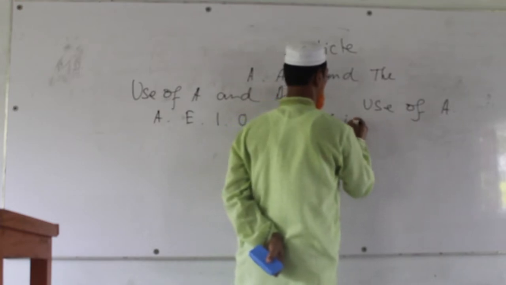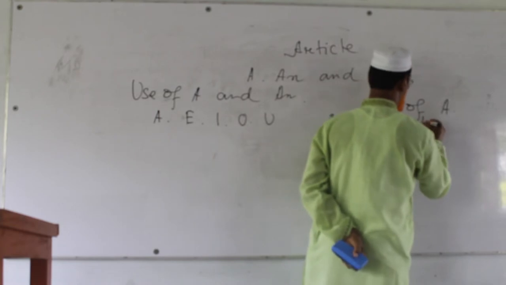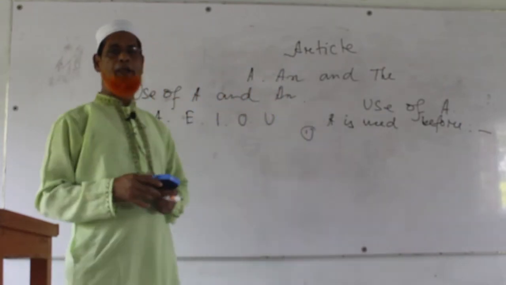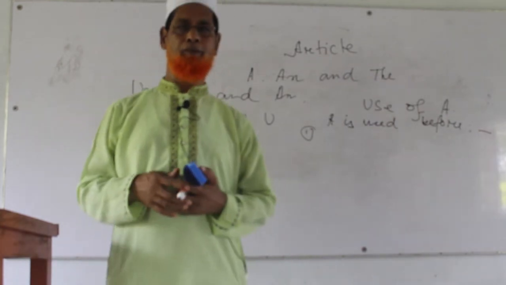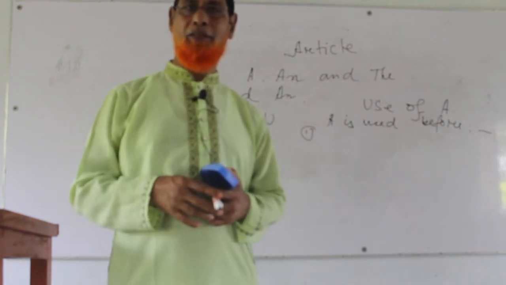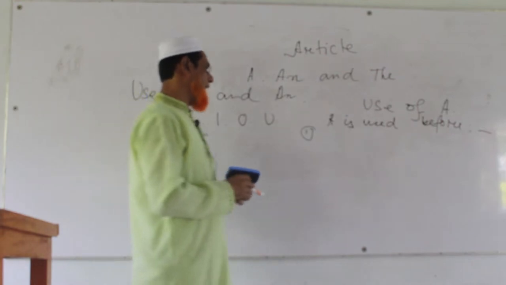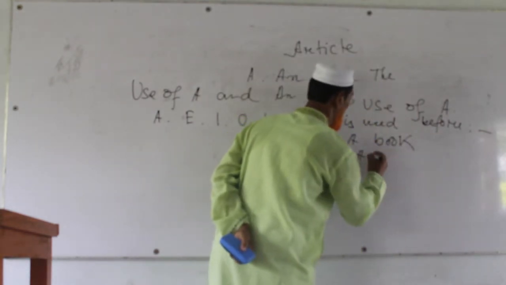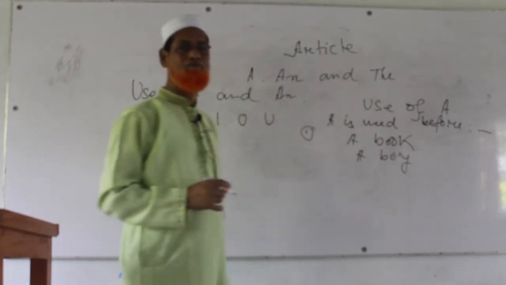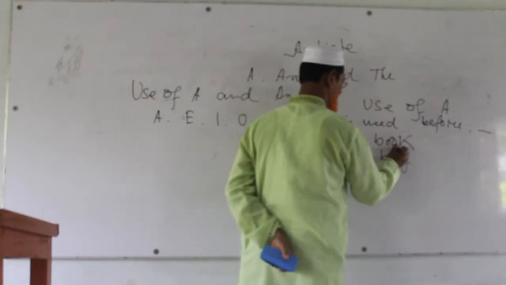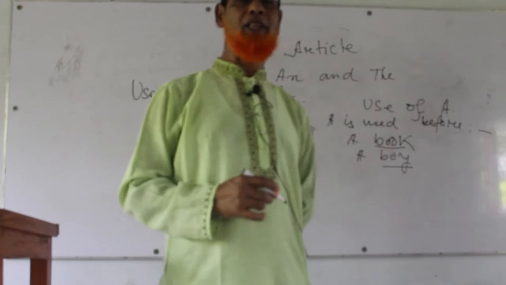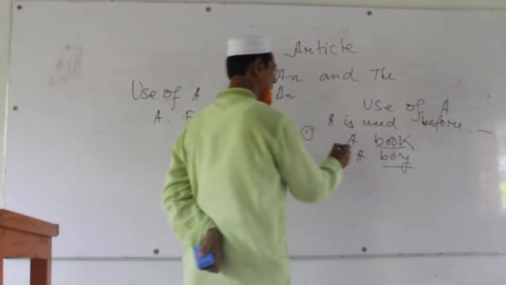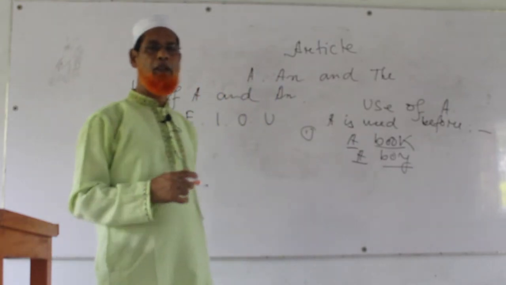A is used before number one, the word that starts with consonant. Again, the word that starts with consonant, as a book, a boy. You know, here book and boy, both the words start with B, and B is here consonant. So we should use a before book and boy.